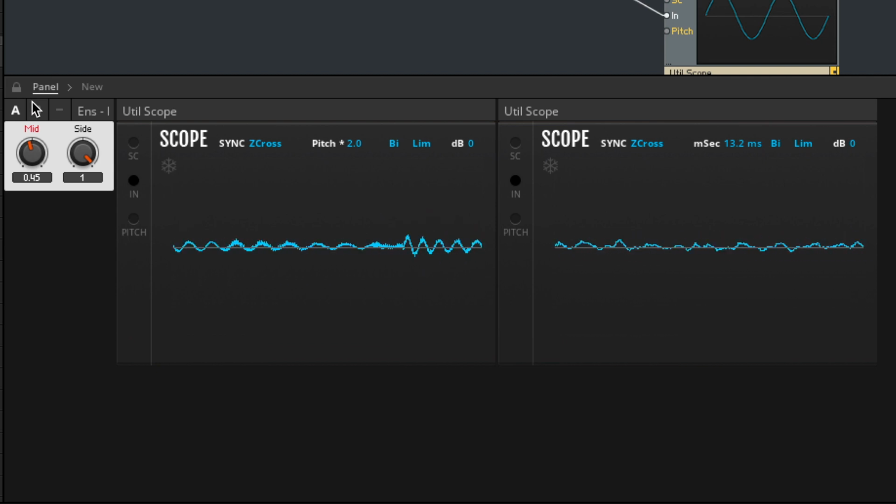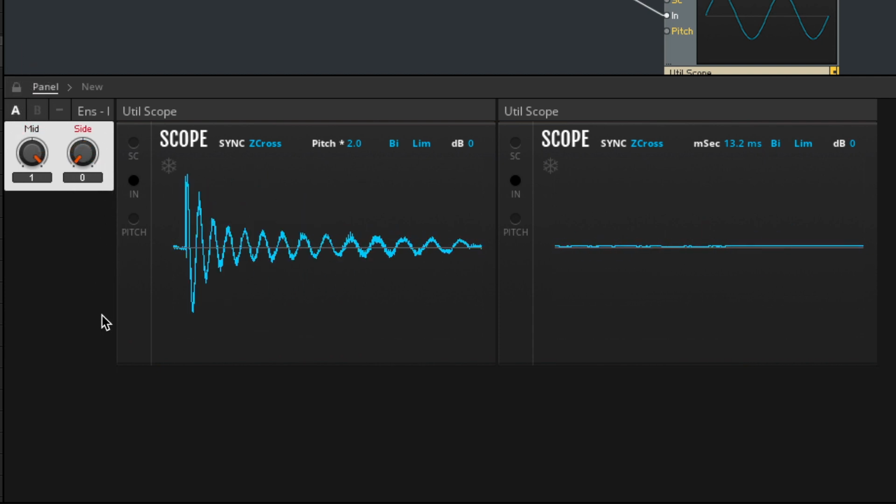Now with a little bit of that mid, we do hear this wider stereo idea. Again, back down to mono.